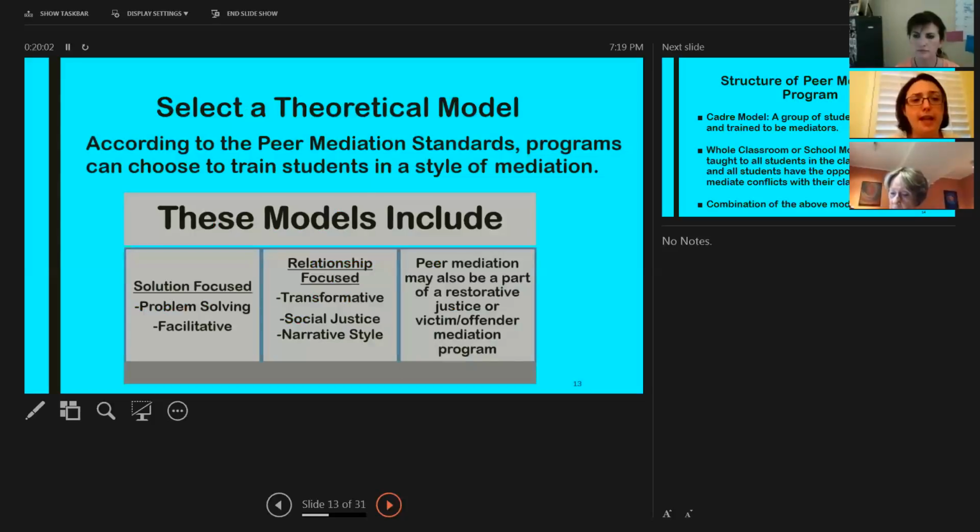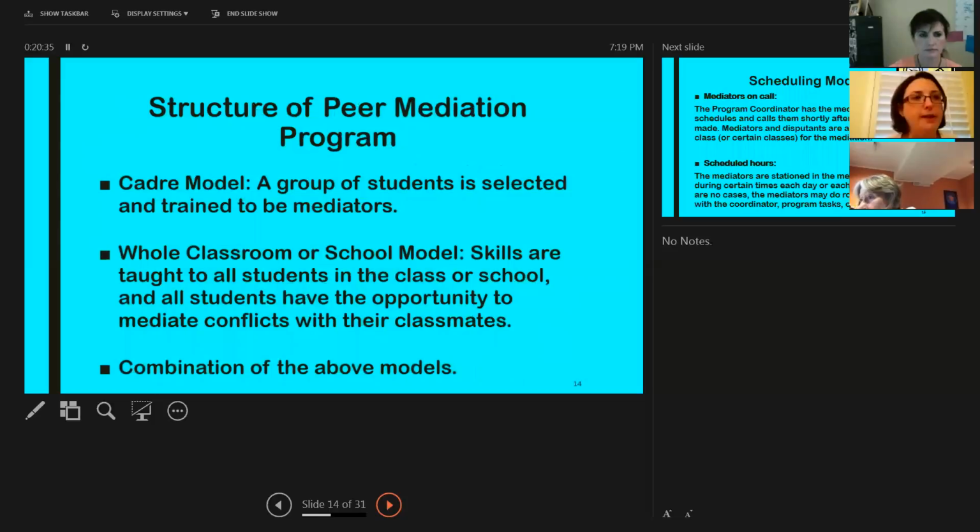On the right-hand column, peer mediation can also be a part of a restorative justice or victim offender mediation program. This goes back into the relationship focus, but more along the lines of when there's a power imbalance and harm has been done, how does one repair the harm and move forward from there, and how does the school community support those individuals moving forward? So those are three broad categories.